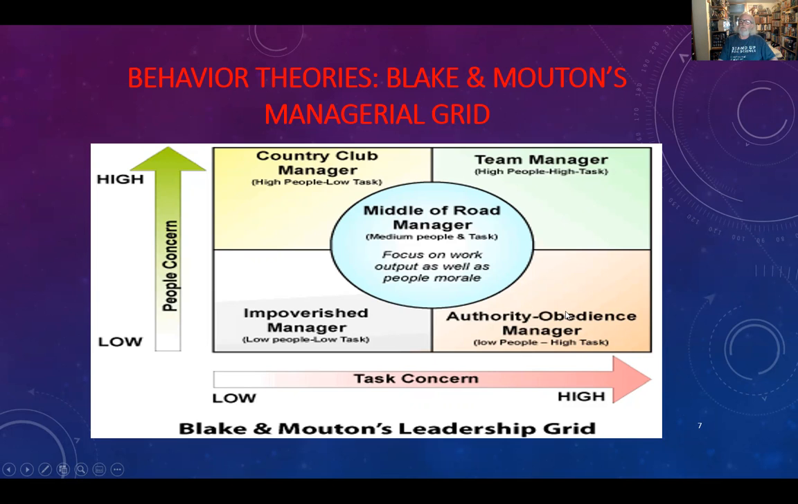But the exact opposite happens down here, where you're very high in task concern and everything is about the job, getting it done, maintaining all your deadlines and so forth. This sort of thing, the authority, obedience, it does get work done. On the other hand, it has very little concern for people and building relationships.